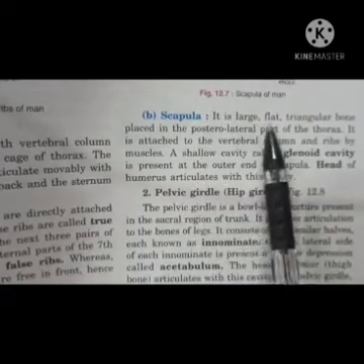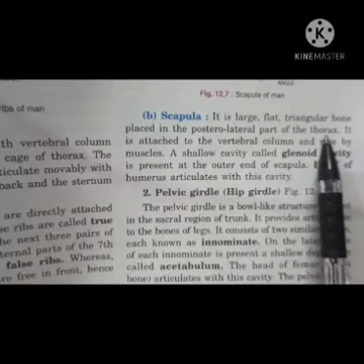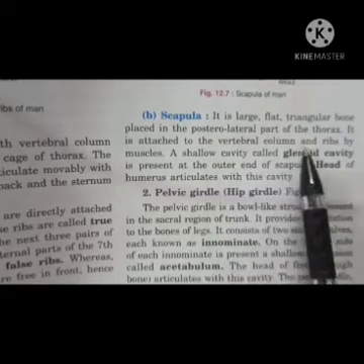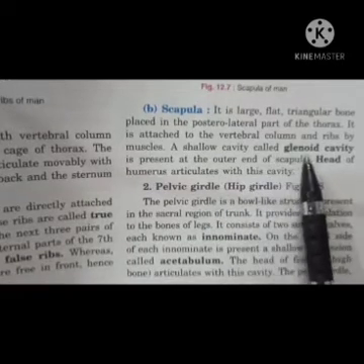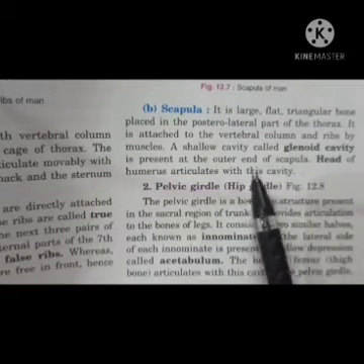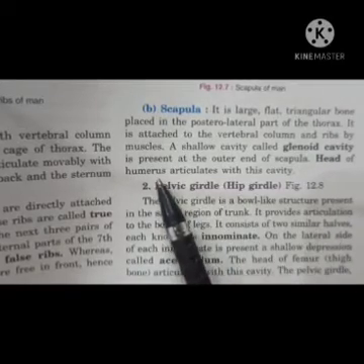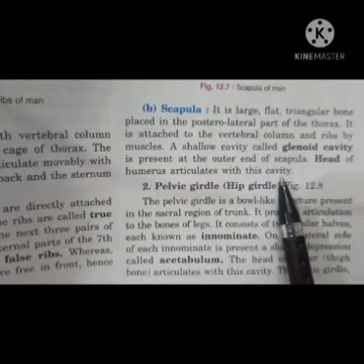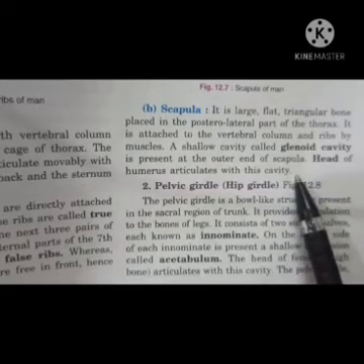Next is your what? Scapula. It is a large flat triangular bone placed in the posterior lateral part of the thorax, and it is attached to the vertebral column and ribs by muscles. A shallow cavity called glenoid cavity is present at the outer end of the scapula, and the head of the humerus, that is your upper arm, articulates with this cavity, and it forms what? Ball and socket joint here.